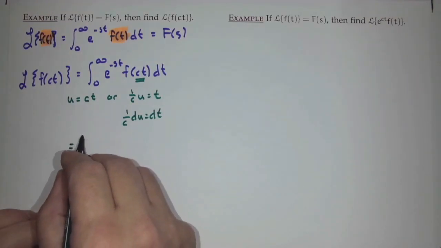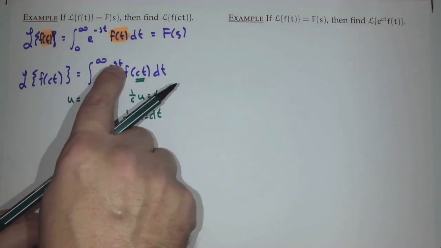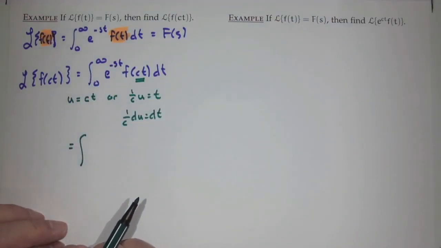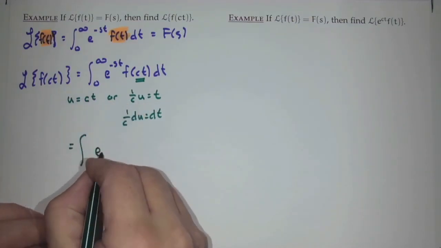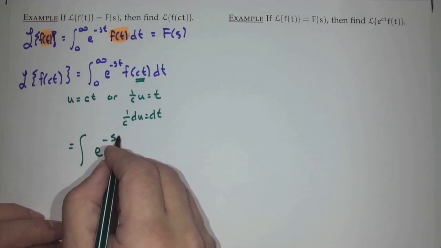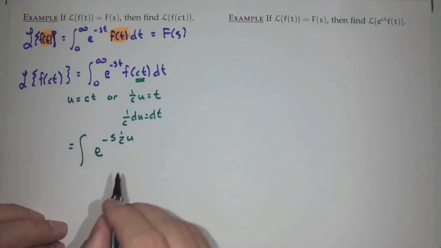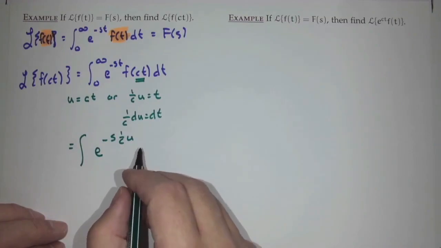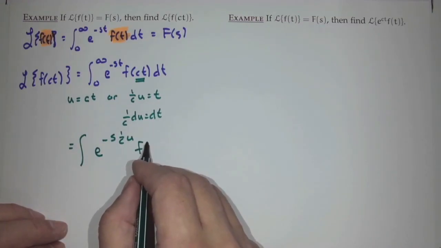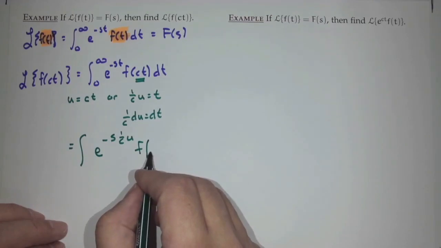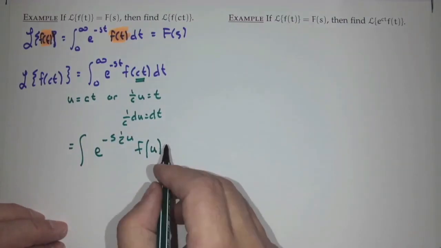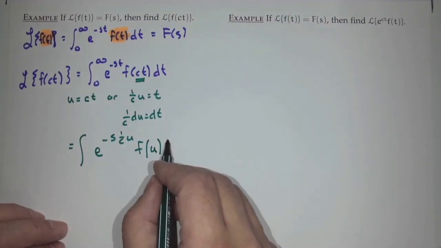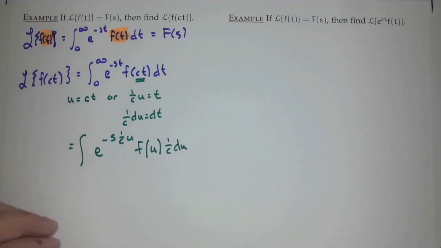So now we go forward. We have the integral of e^(-st). What will that become? Wherever I see a t, I can replace it by (1/c)u. So that's e^(-s(1/c)u), f(ct) becomes f(u), and dt becomes (1/c) du.